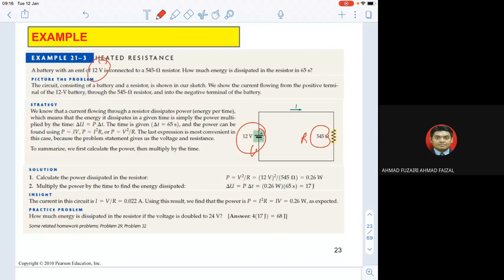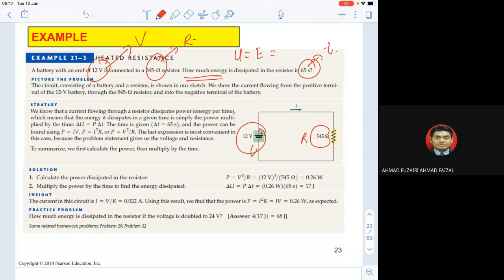So you have V, you have R, and you have the time. Of course, how much energy do they want to find? They want to find U, or maybe E. Potential energy U or E, it doesn't matter. So how do we get that part?